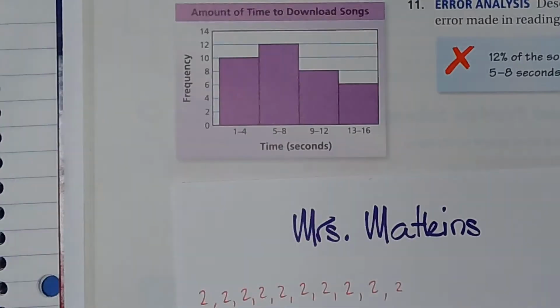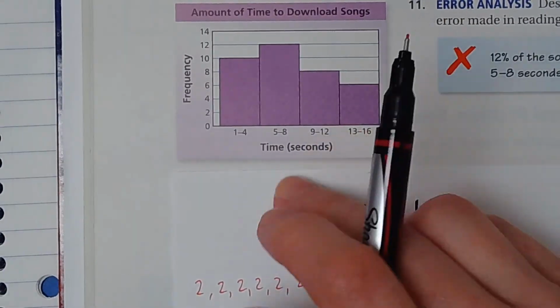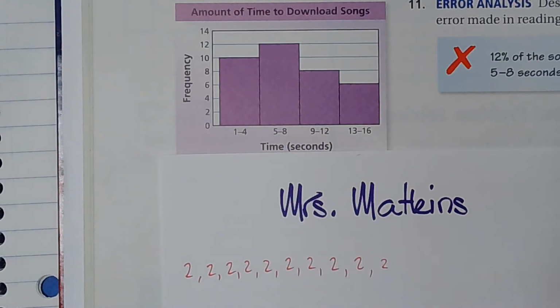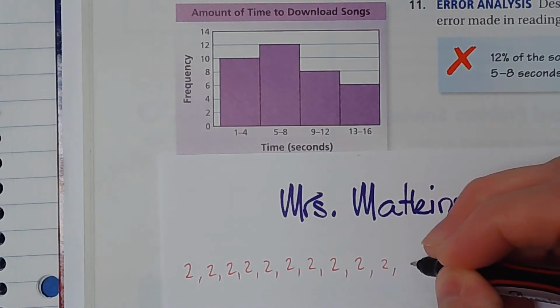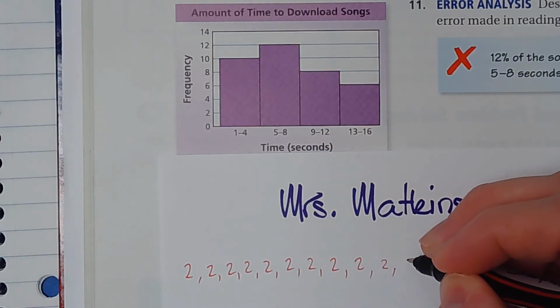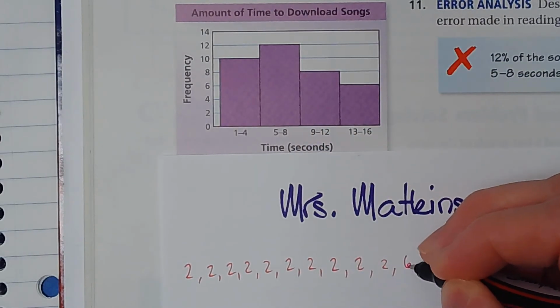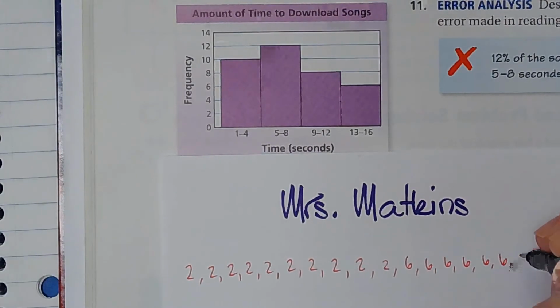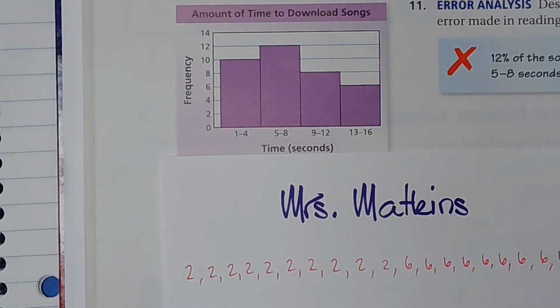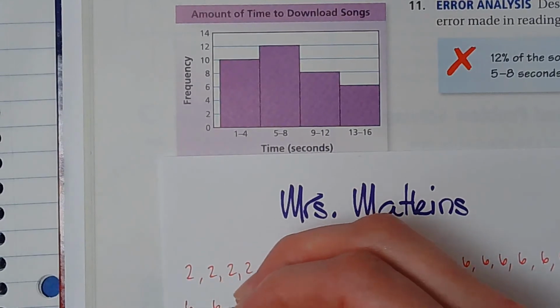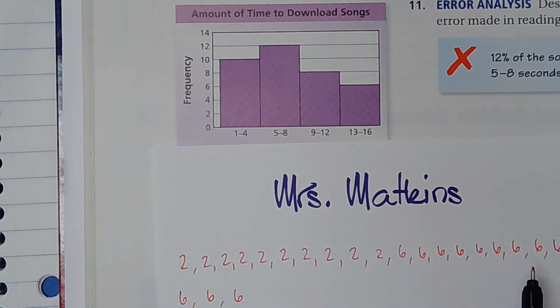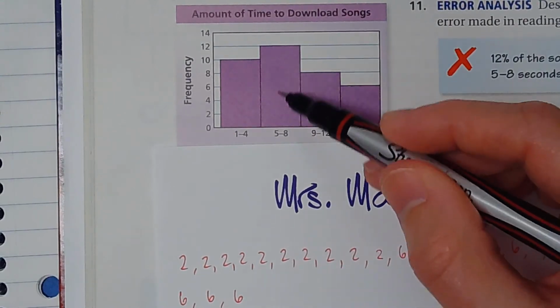My next bar goes up to 12. And once again, just pick any number in that interval, so any number between 5 and 8. I'm just going to pick 6, and there's 12 of them, so I'm going to write it out 12 times. Those 6s right there stand for all the people that are in this section right here.